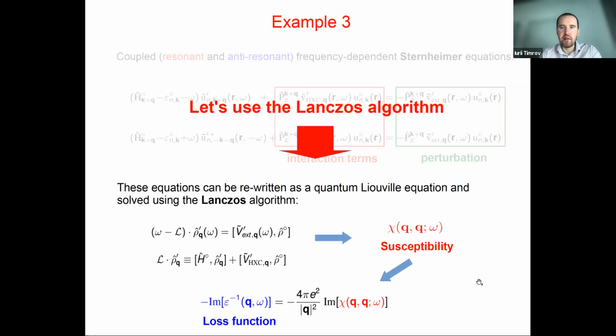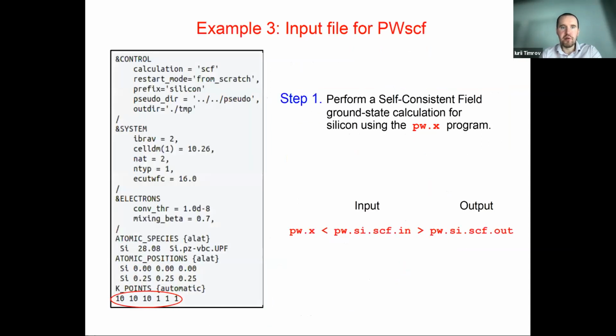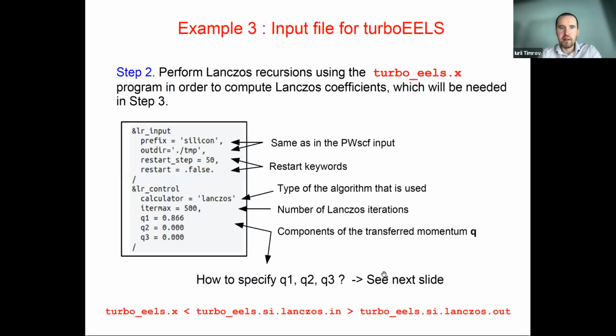Okay, so we use a Lanczos algorithm, the PW input for silicon. You are already experts with the input files for the pw.x code. We will use a quite dense k-point grid, 10 by 10 by 10 and 1 1 1, which means it's shifted. And after running the PW calculation, we run the turbo_eels calculation. Let me describe immediately the input for the turbo_eels code. This input looks quite similar to the one Oscar just showed for, again, using the turbo_lanczos code.